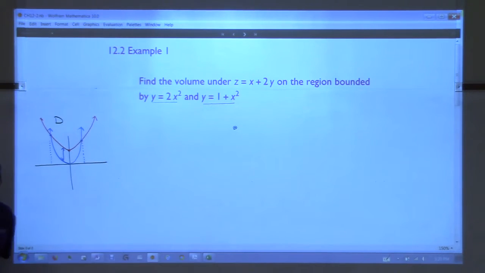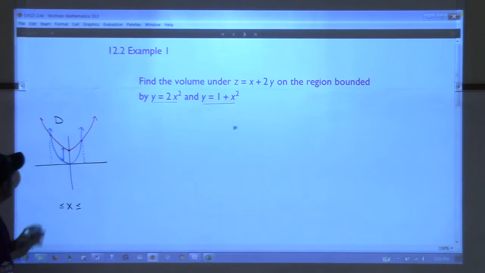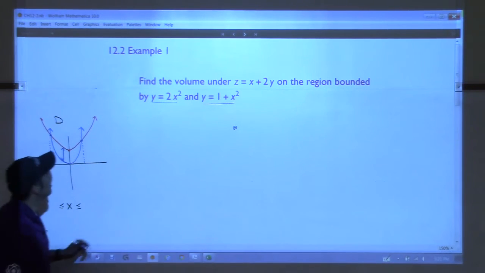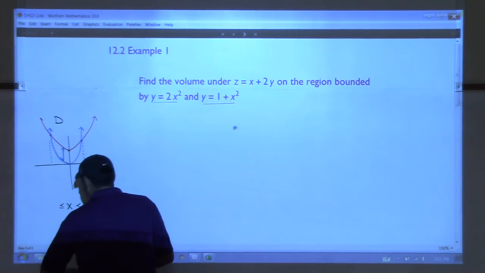So let's start with trying to find our restrictions on x. How are we going to do that? How do we figure out how the x's are restricted here? Put them equal to each other. Yeah, they're the intersection of those two curves. So we have to figure out the intersection of those two curves, so we set them equal to each other. I didn't label these, so I'll label them.